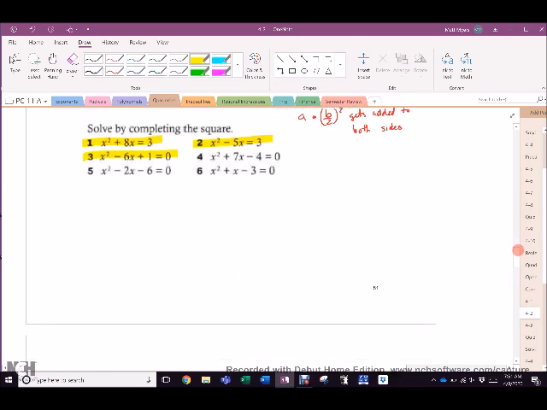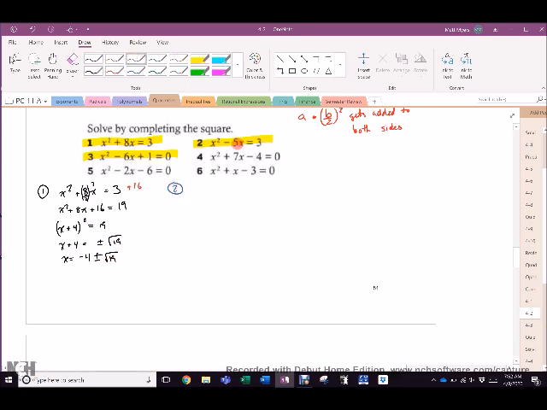So, number one: x squared plus 8x equals 3. Complete the square. Divide 8 by 2 and square it: x squared plus 8x plus 16 equals, add 16 to both sides, x plus 4 squared equals 19. x plus 4 equals plus or minus root 19, so x equals negative 4 plus or minus root 19.